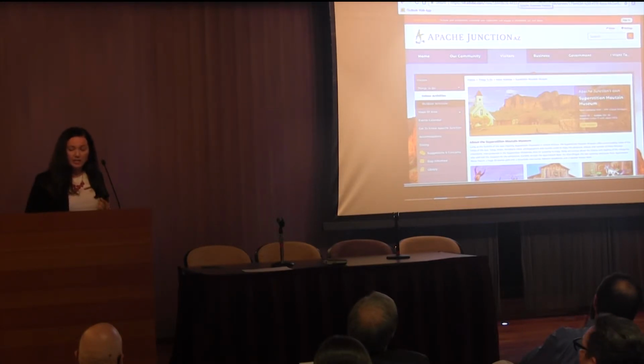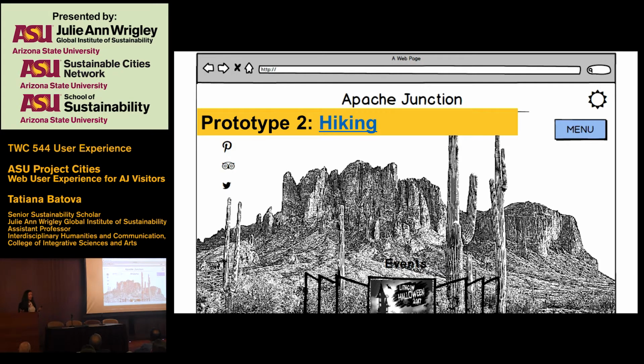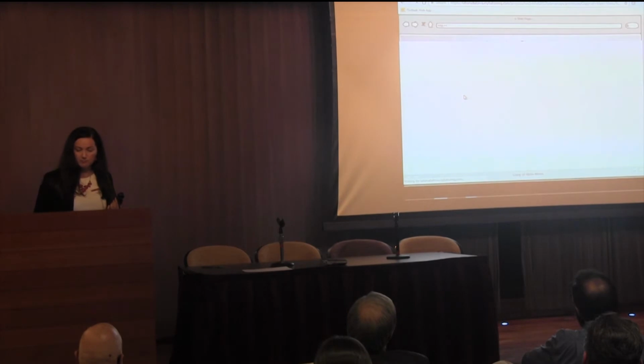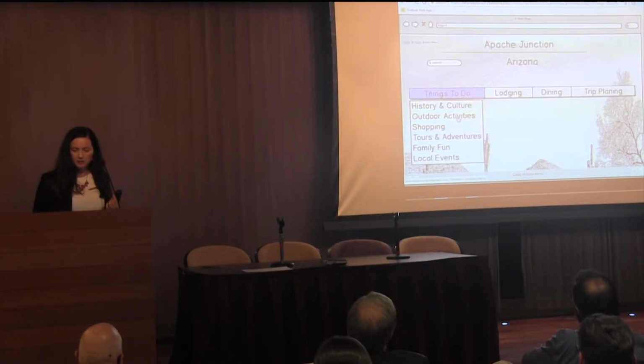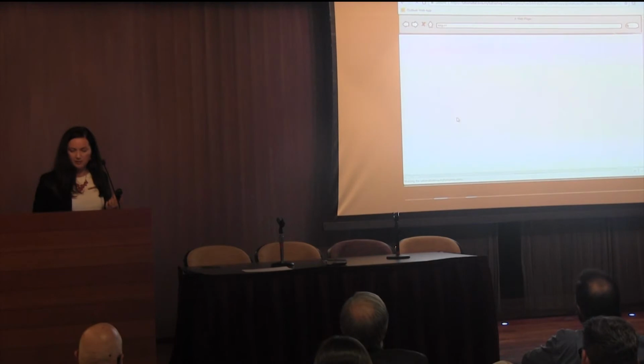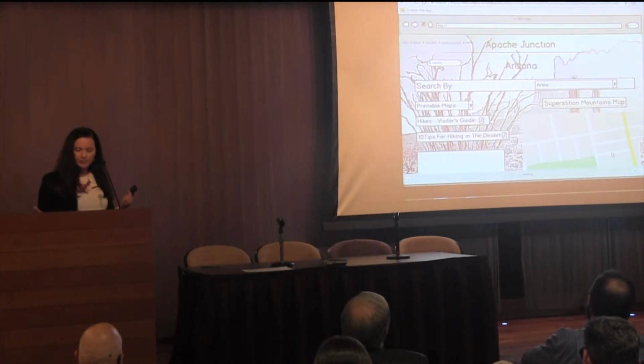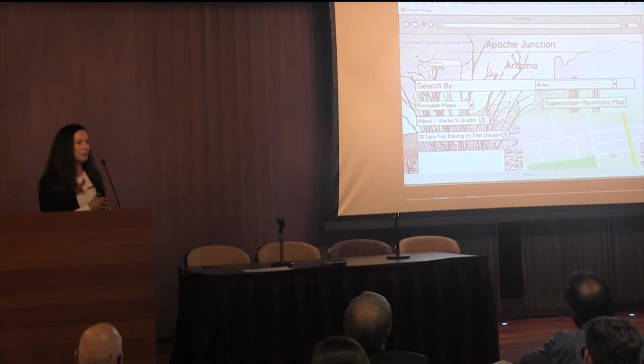Another one would be looking for age-appropriate hiking in the Superstition Mountains. And here we have a very minimalistic, mobile-friendly design, where Janet would come to the website, click clearly on the menu, lodging, dining, things to do. Well, hiking is probably in things to do. Okay, outdoor, right? Right, and also with 5 clicks, she's able to get access to the maps, tips for hiking in the desert, and again, sort by area.